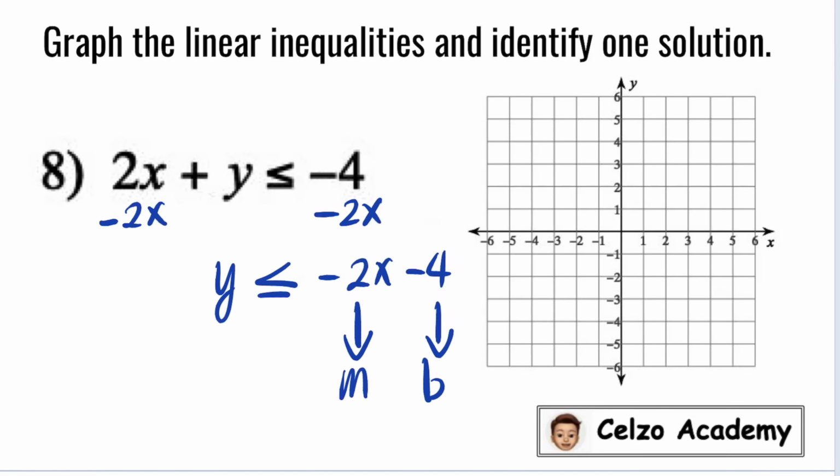To graph this, we will begin with the y-intercept negative 4. Now we need to graph the slope negative 2 over 1, which is 2 down and 1 to the right. Or the same thing as 2 up, 1 left, and so on. Since it's less than or equal to, that means the graph is a solid line passing through these points. Are we shading the upper half or the lower half? The lower half, because we have less than or equal to.